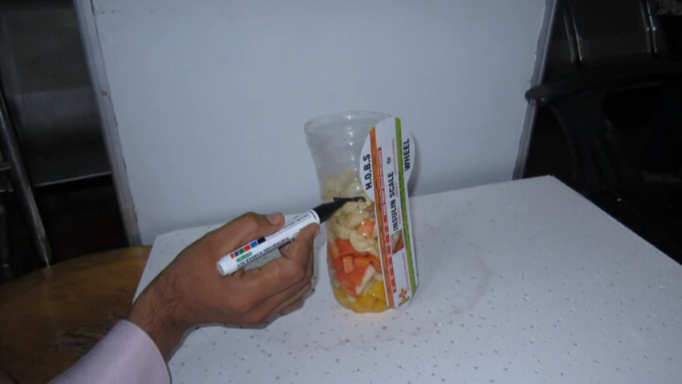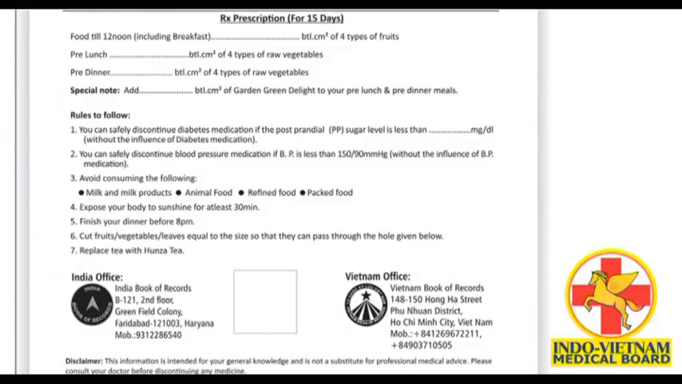What kind of food and how to eat at what time? That is an important question. So for that, you see the prescription form. After writing the patient's detail, the next part of the prescription form: food till 12 noon, including breakfast, dash bottle centimeter square of 4 types of fruit.